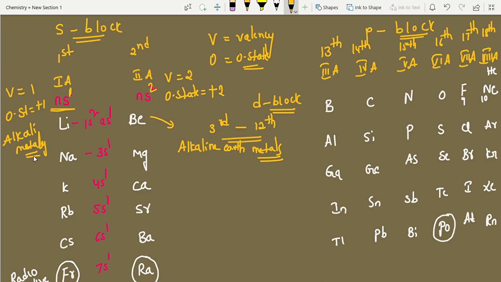Easily we can calculate oxidation state. Suppose you are going to calculate the oxidation state of chlorine in NaCl. You don't know chlorine, but you can take sodium as +1. Definitely chlorine is -1. The overall compound value must be 0. One is metal, one is non-metal. Overall compound value must be 0. You know sodium, so easily you can calculate chlorine.